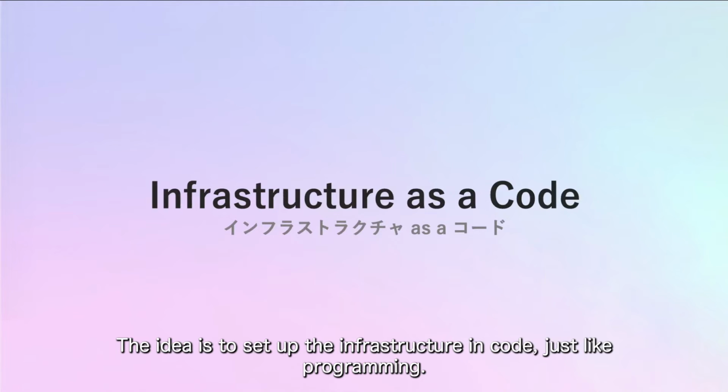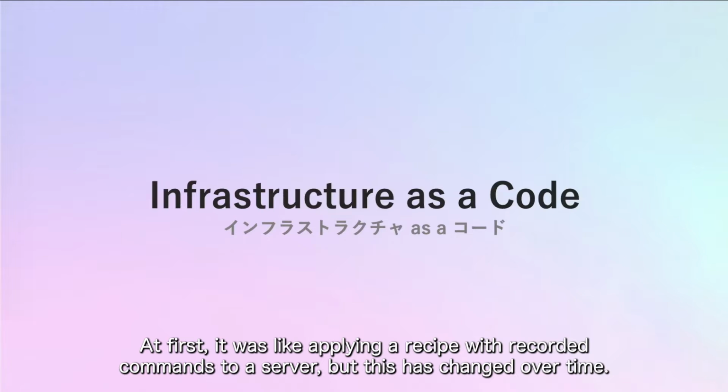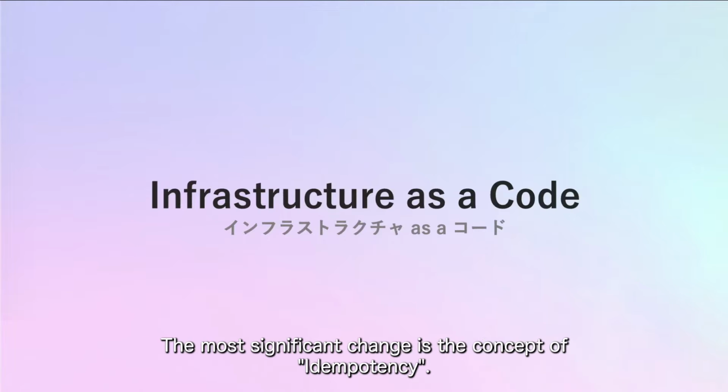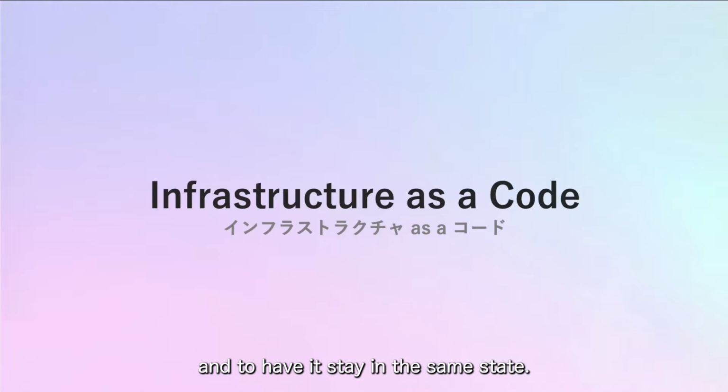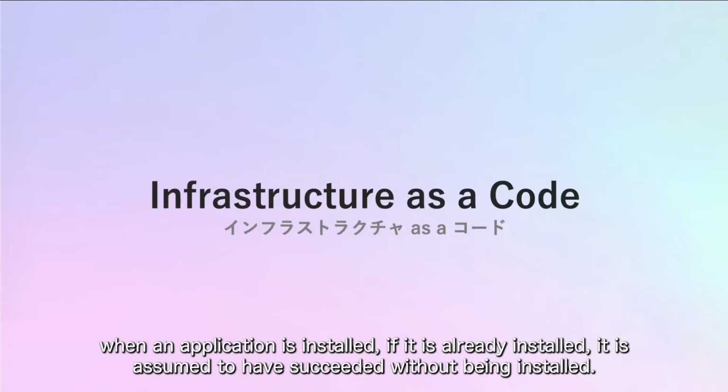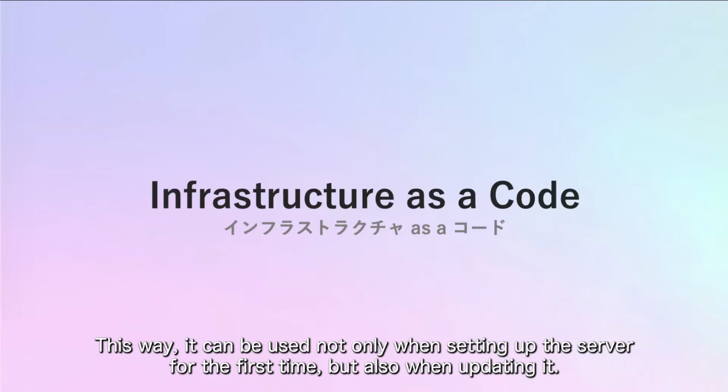The idea is to set up the infrastructure in code, just like programming. At first, it was like applying a recipe with recorded commands to a server, but this has changed over time. The most significant change is the concept of idempotency. Idempotency is the property of being able to apply an operation repeatedly without error or incorrectness, and to have it stay in the same state. In other words, when an application is being installed, if it is already installed, it is assumed to have succeeded without being installed again.